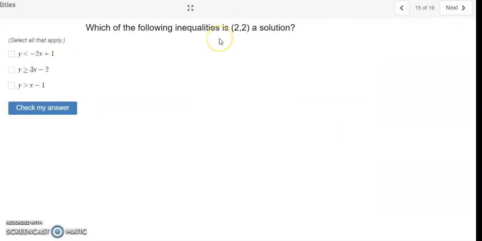All right, now it says, which of the following inequalities is 2, 2 a solution? I want you guys to do this one. You can use a separate sheet of paper if you need to.